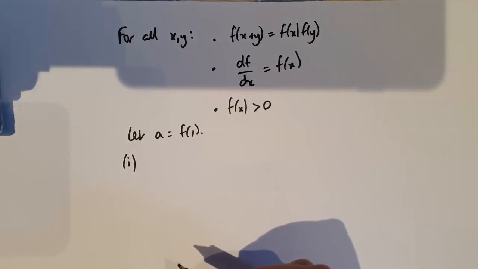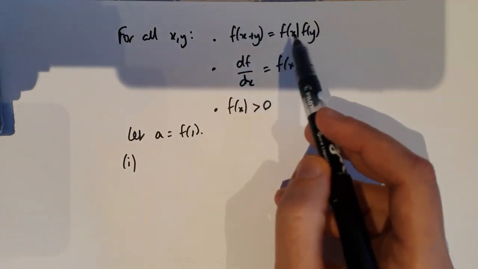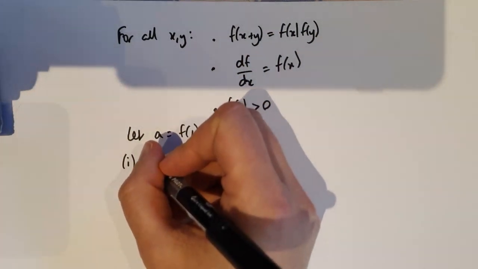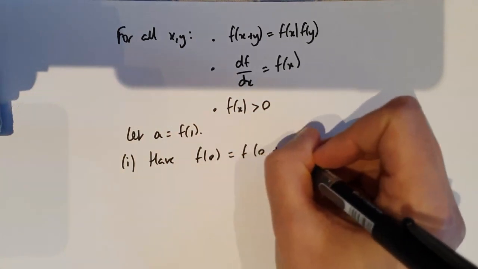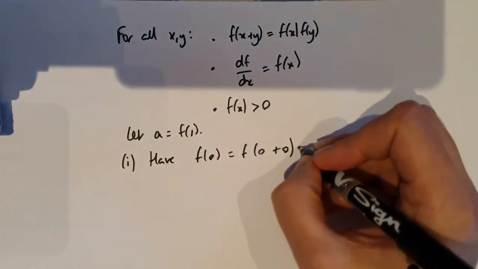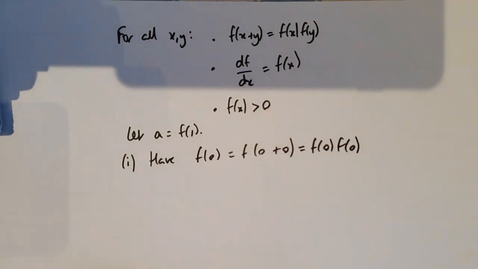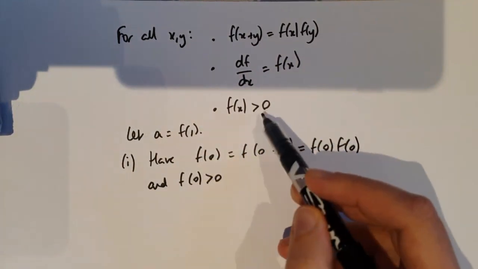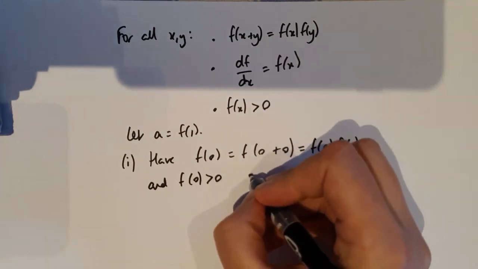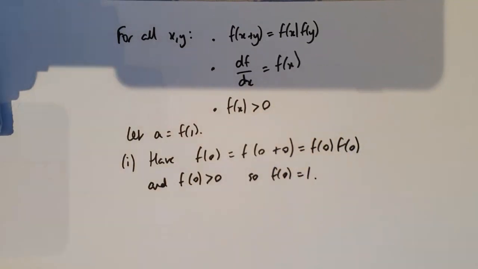So our first job is to show that f of 0 is equal to 1, and my thinking here is that we should look at the top one, because we know that f of 0 I can write as f of 0 plus 0, which is f of 0 times f of 0 by this given property. And we know that f of 0 is strictly positive by the third property, so it's not equal to 0. So we can cancel f of 0 from both sides, and that gives us that f of 0 is equal to 1. So that falls out pretty nicely.